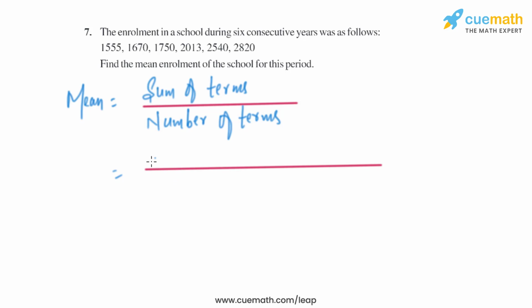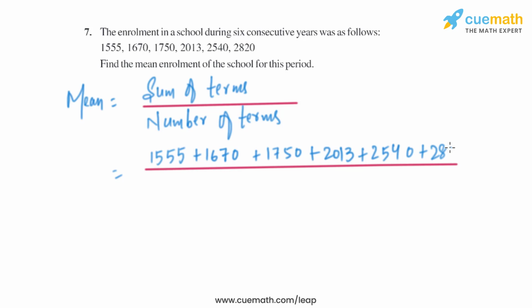So let's find the sum of terms. So it is 1555 plus 1670 plus 1750 plus 2013 plus 2540 plus 2820, divided by the number of terms. As we can see, there are 1, 2, 3, 4, 5, 6 terms, so we will divide it by 6.